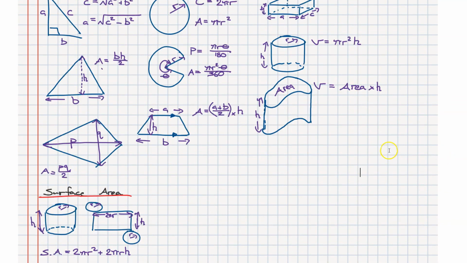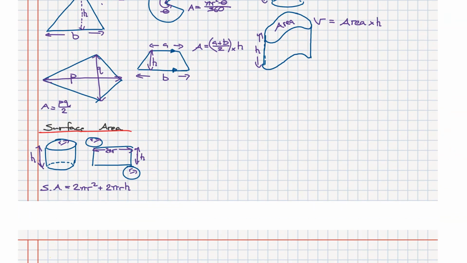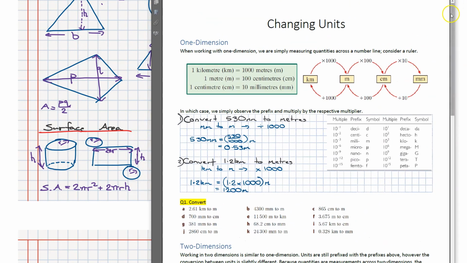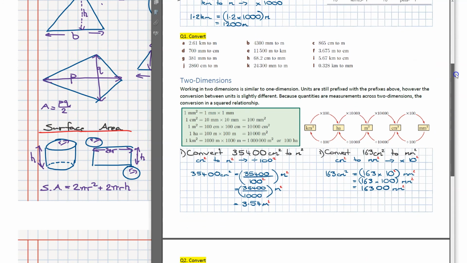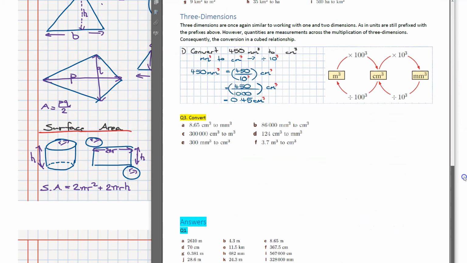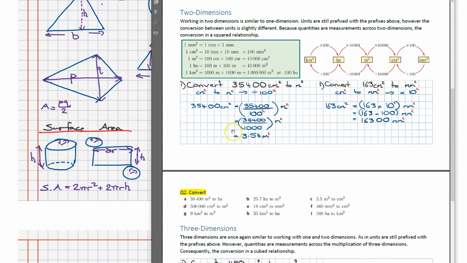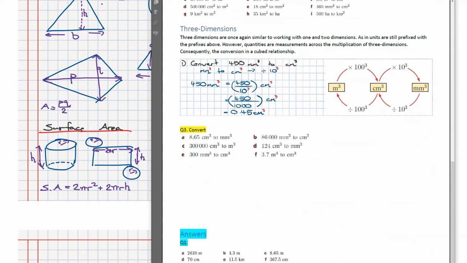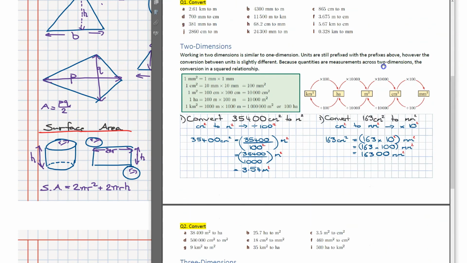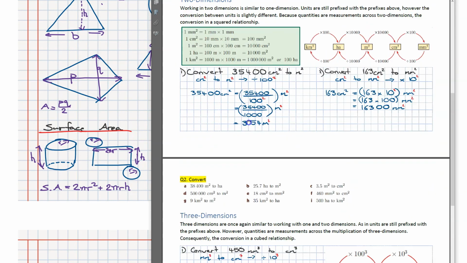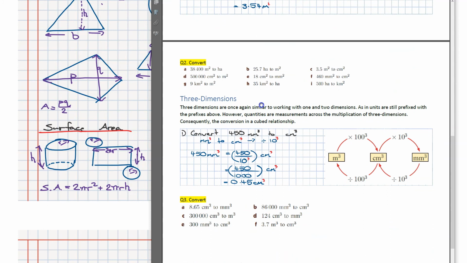Alright, going down, the final topic that we have to cover is changing units. So to do that, I'm going to bring up my worksheet on changing units, and I'm just going to have a quick look down through it. And we've got changing from one dimension, 2 dimension, and 3 dimension. From what I can see, it seems to be fairly straightforward. You simply apply the rules from the first dimension, and then when you go to the second and third dimension, you simply add a square to the unit you're changing to.